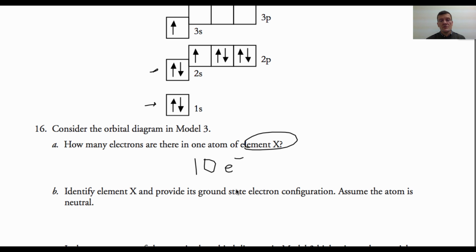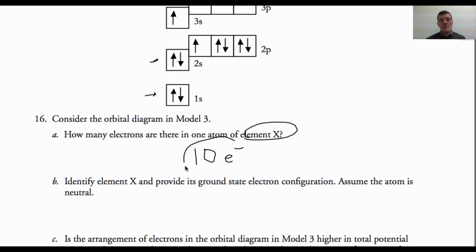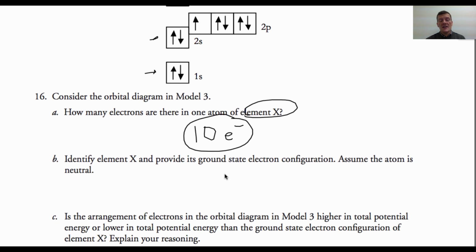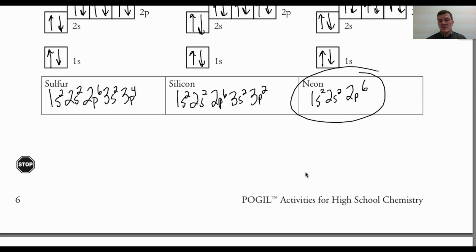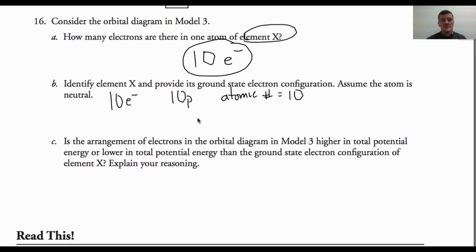So if it's neutral, that means the number of electrons and protons are the same. So if it has 10 electrons, it also is going to have 10 protons. So its atomic number is 10. What element is that? Well, hey, we just dealt with one that had 10 up here, right? Wasn't that neon? Must be neon. Okay?